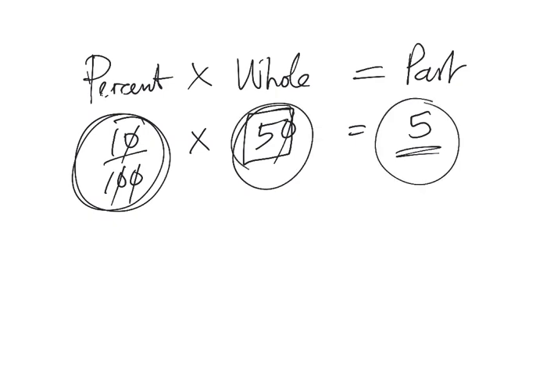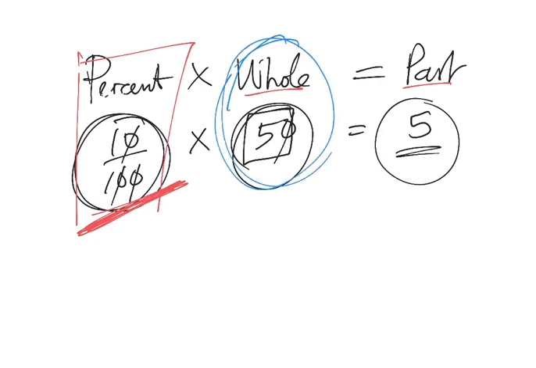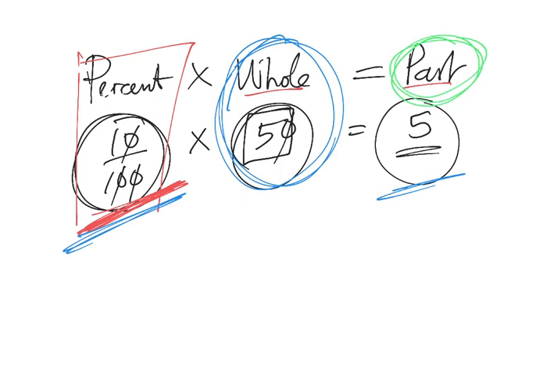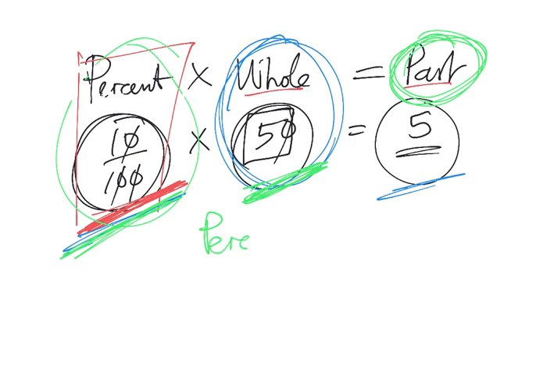Here's what it really comes down to. There are times when we will not give you the percent. We will give you the whole and the part. There are times when we will not give you the whole. We will give you the percent and the part. And there are times where we'll give you the part and the whole, and then you would have to find the percent. So there's 3 different things: percent, whole, and part. Just remember those 3 things.